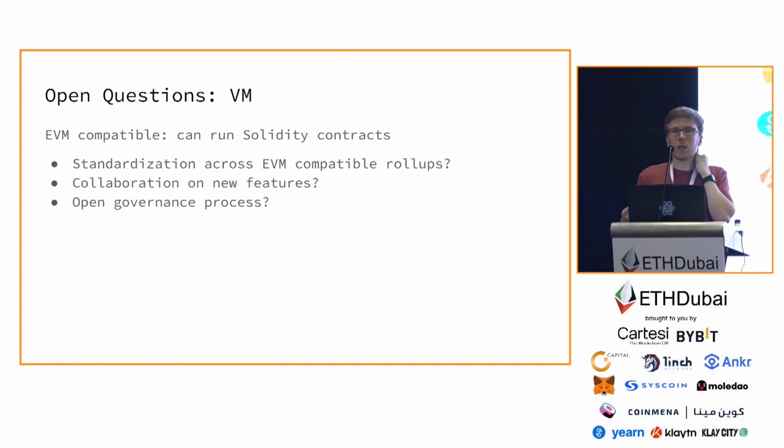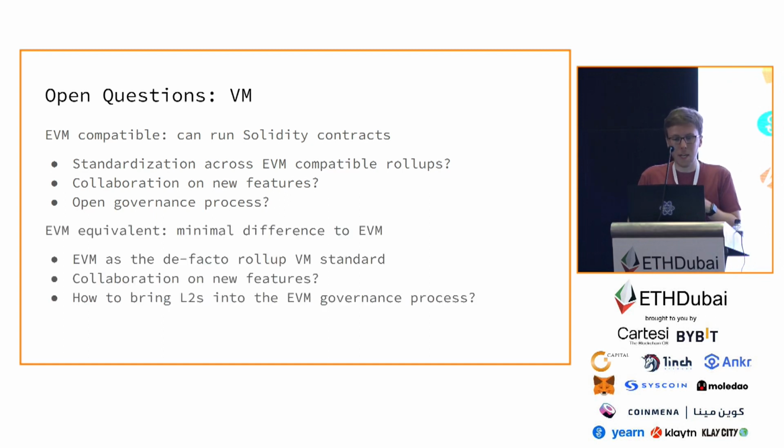Basically, the question is, how will rollups treat the EVM? Will they just copy it, or will they modify it? And if they modify it, how will we achieve standardization, right? Or do you basically have to install a separate MetaMask and separate tools for every single rollup you use? And then if they end up using the same virtual machine, right?